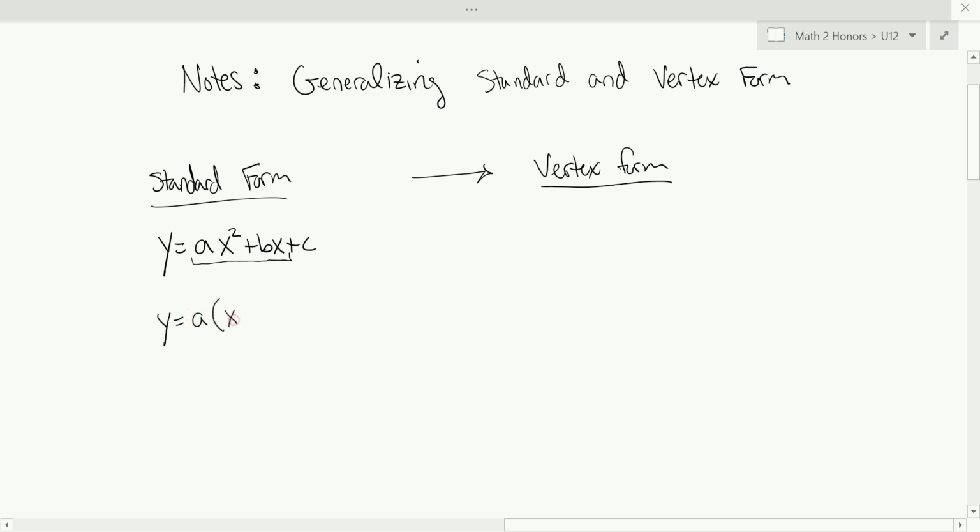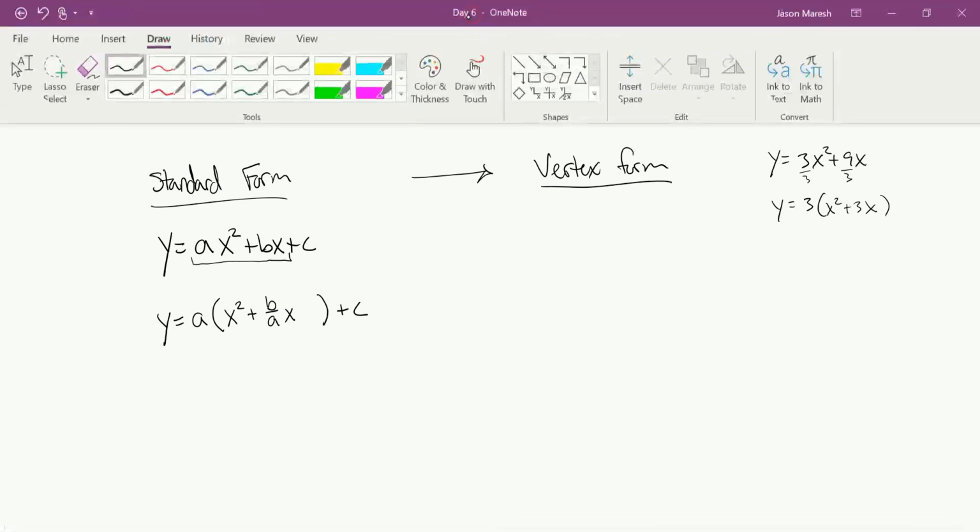So it's going to be a times x squared plus something plus c. What is that? How do you factor an a out of bx? Not sure? Well, it's b divided by a, so you're dividing is what you're doing. When you're factoring, you're dividing. And so b divided by a x, right? If we had y equals 3x squared plus 9x, and you factor a 3 out, what you're really doing is you're dividing both of these by 3, and you end up with x squared plus 3x, right? So factoring out goes along with the division, and so that's why we're dividing b by a. Okay, so that's our first step.